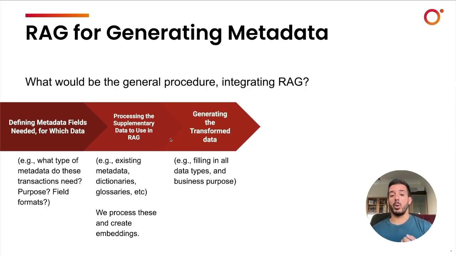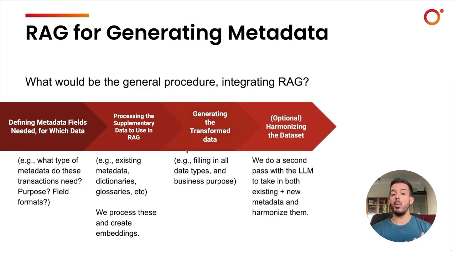Filling in the descriptions for all data types, or the business purpose of those data or entries, or any other use case. We provide the prompt, we provide the datasets, and then the RAG mechanism is going to fetch the most appropriate information from those embeddings and include it with a prompt.